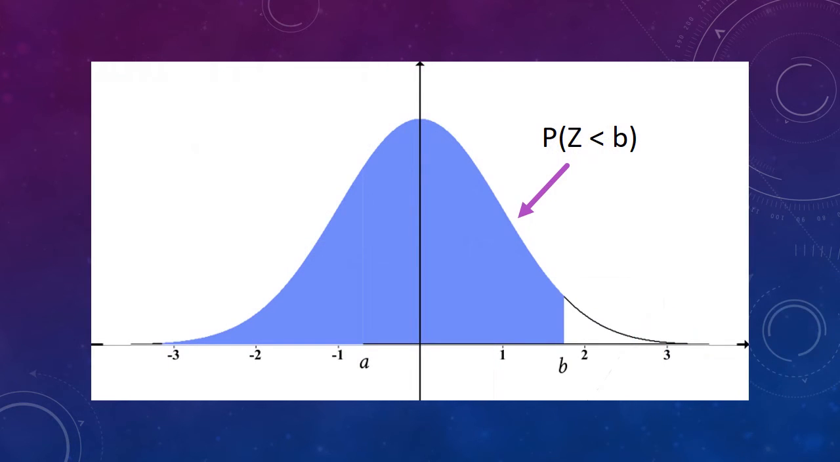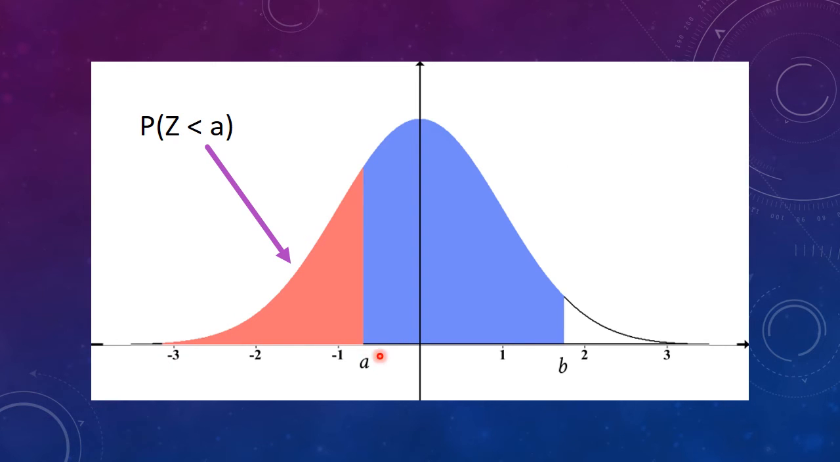The blue shaded region here is the left tail probability of B. It's the probability that some normally distributed random variable is less than B. The red region here is the left tail probability of A. That is to say, the probability that some normally distributed variable is less than A. What we want is what's left over when we take the blue region and subtract away the red region.